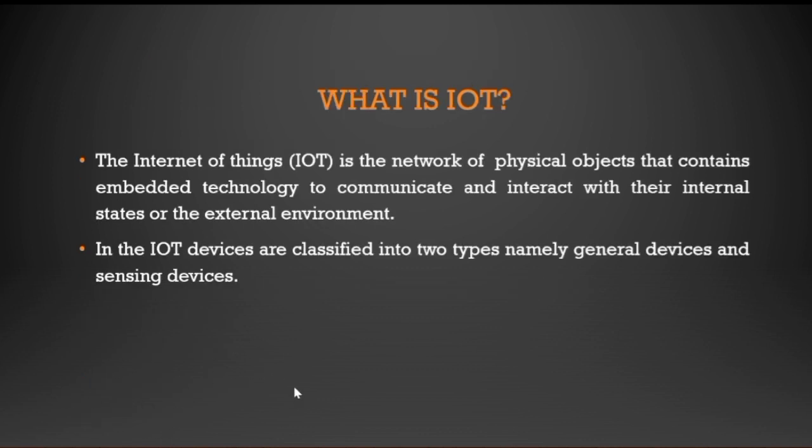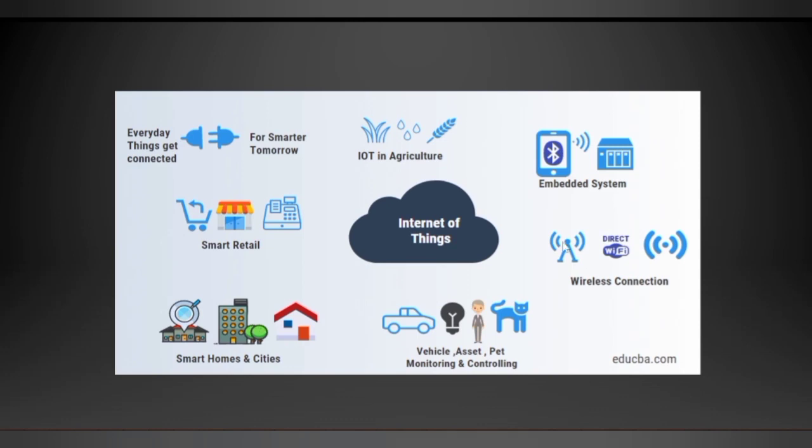Just coming to what is meant by IoT. IoT is shaping the way we live our lives. IoT is a system of interrelated devices connected to the internet to transfer data from one to the other. Nowadays, IoT is used in many applications like agriculture, smart homes, vehicles, etc.